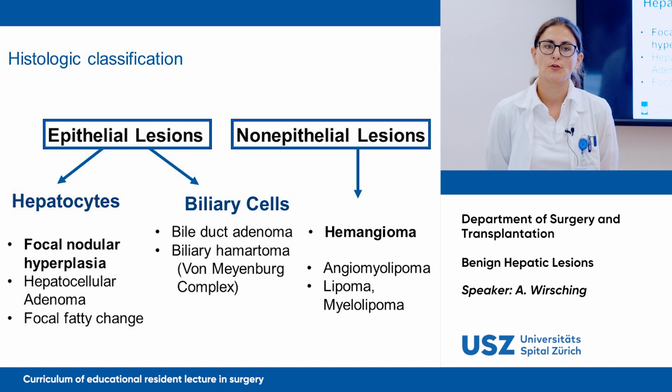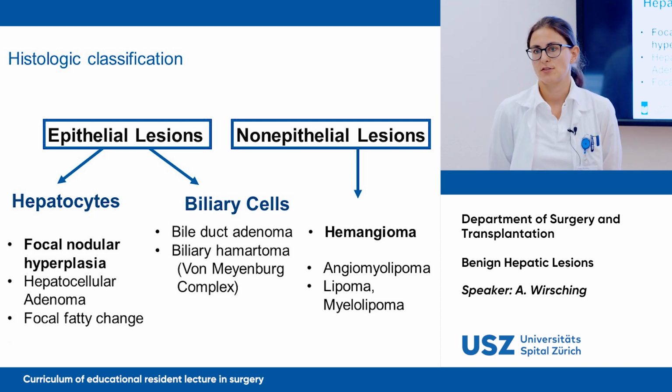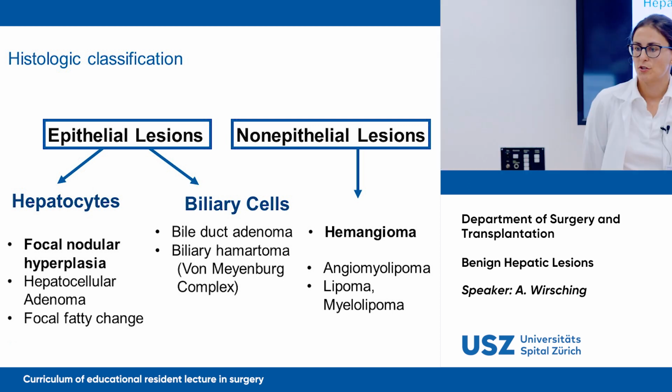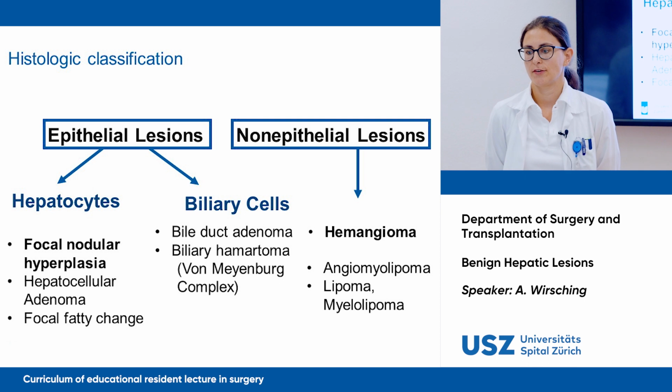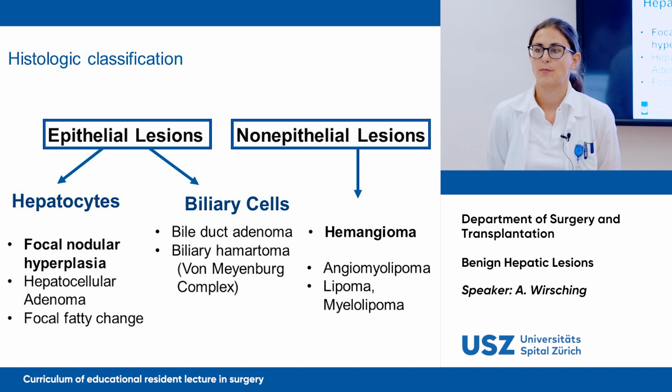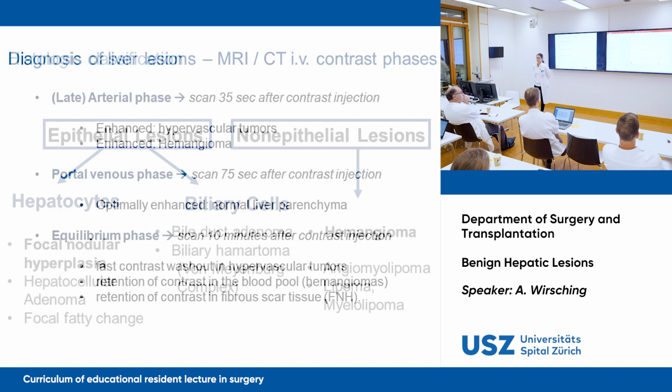Then hepatocellular adenoma is another one, which is less frequently encountered, and focal fatty change is something else we will very quickly describe. Biliary cells can give rise to bile duct adenoma or biliary hamartoma, which is a benign lesion we will talk about later. And very common in the mesenchymal cells is hemangioma. It's the most frequently encountered benign lesion in the liver, and less frequent are angiomyolipoma, lipoma, and myolipoma.